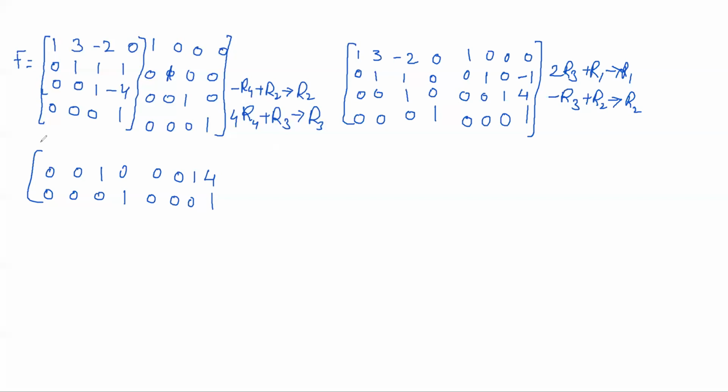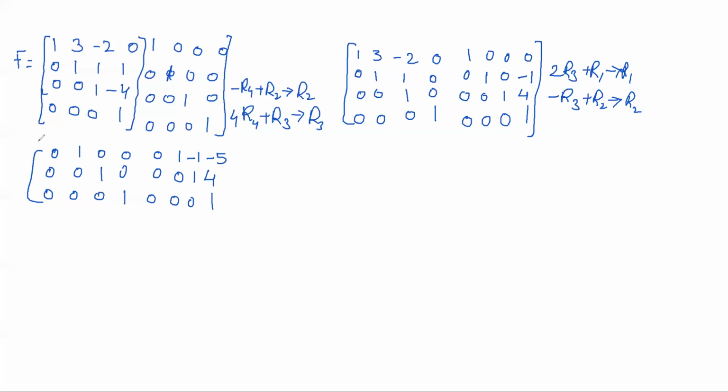And now row 2 and row 1 will change. So it will be changed like this. I subtracted this out, so this will be 0, 1, 0, and then 0. And then 0 minus 0 is 0. 1 minus 0 is 1. 0 minus 1 is, now it will be -1. And then -1 minus 4 will be -5.